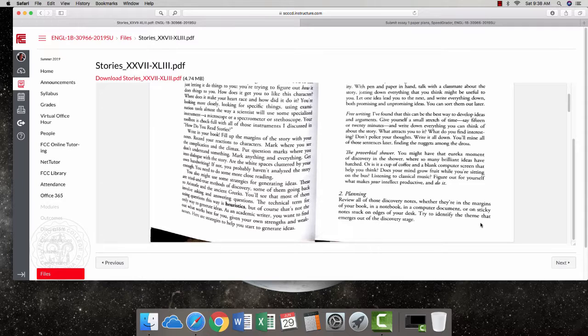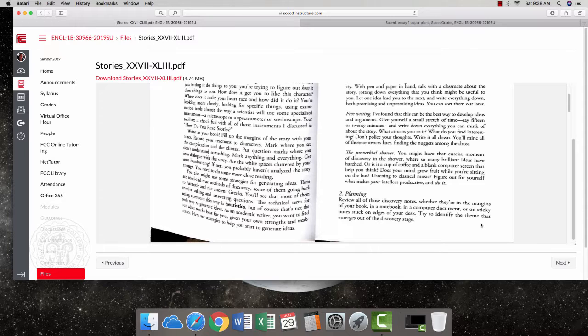You also might use some strategies for generating ideas. These are tried and true methods of discovery, some of them going back to Aristotle and the ancient Greeks. You'll see that most of them involve asking and answering questions. The technical term for using questions this way is heuristics.